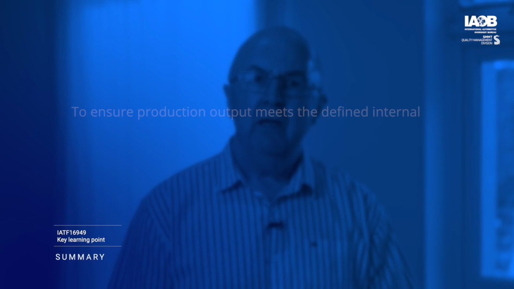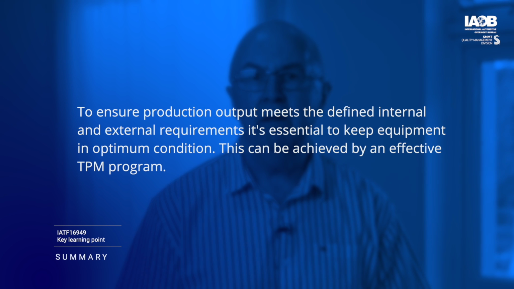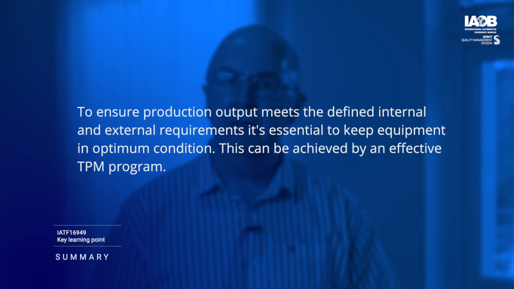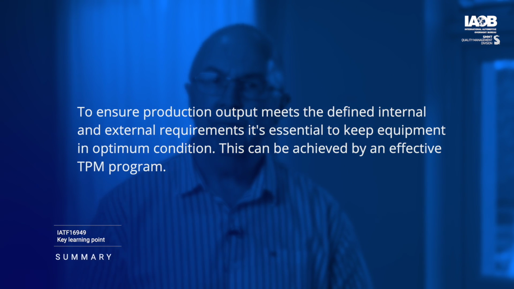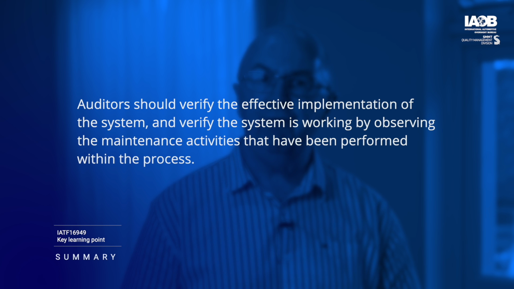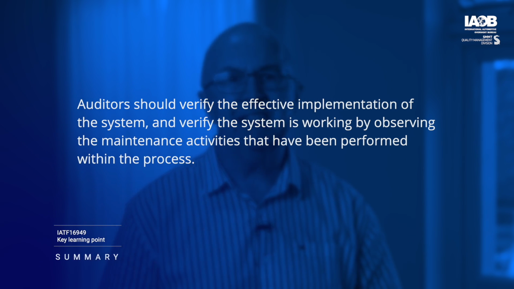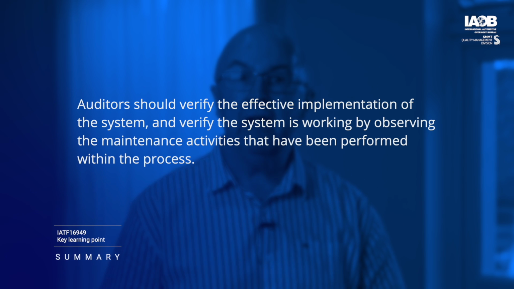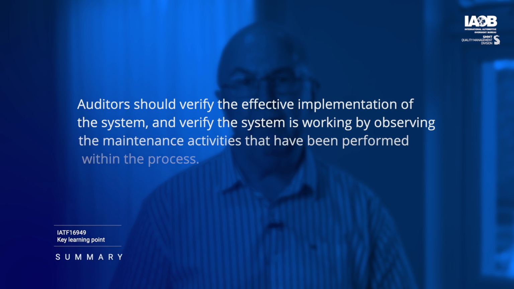So let's summarise. To ensure production output meets the defined internal and external requirements, it's essential to keep equipment in optimum condition. This can be achieved by an effective TPM program. Auditors should verify the effective implementation of the system and verify the system is actually working by observing the maintenance activities that have been performed within the process.